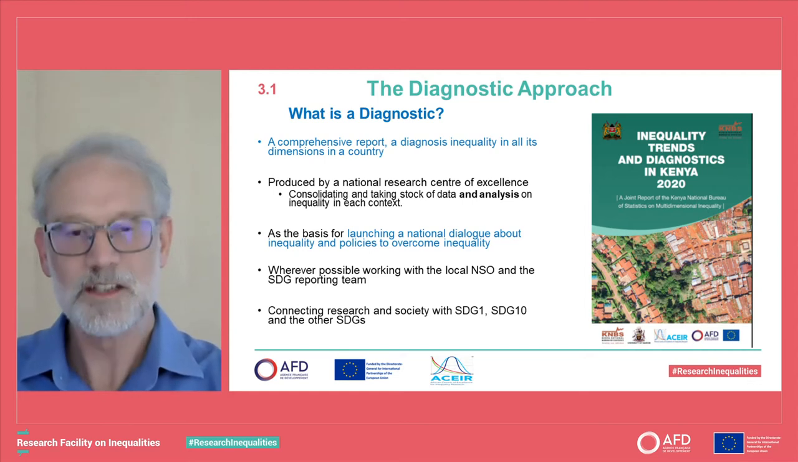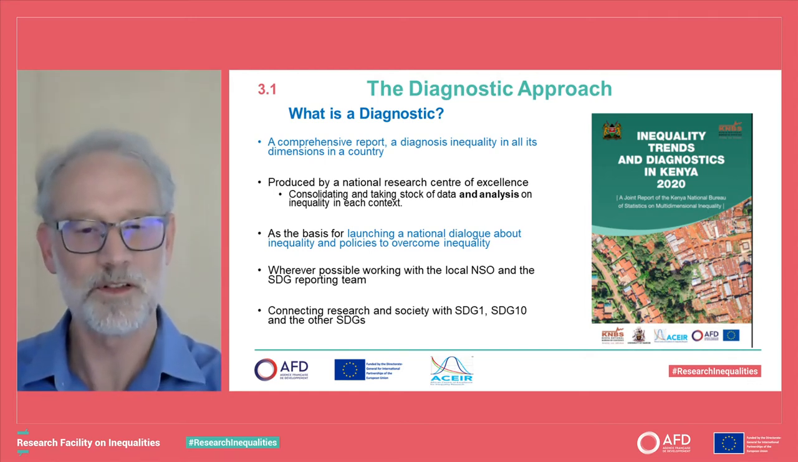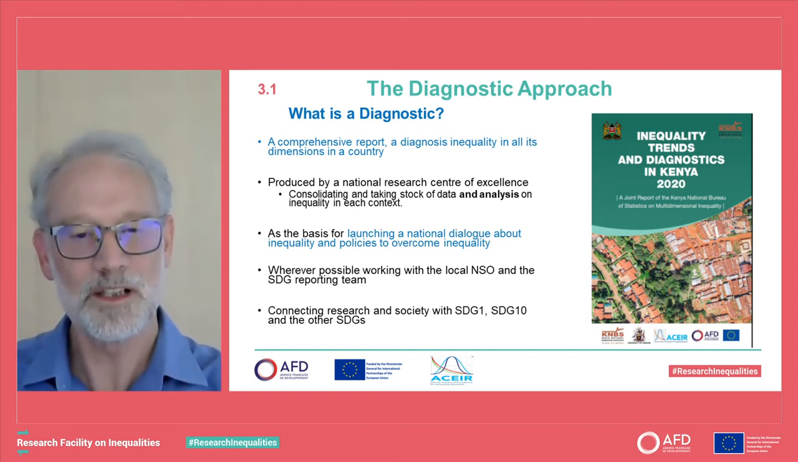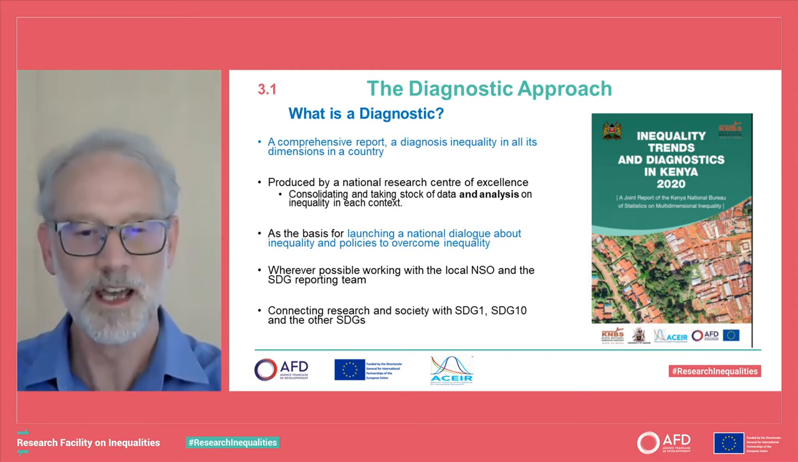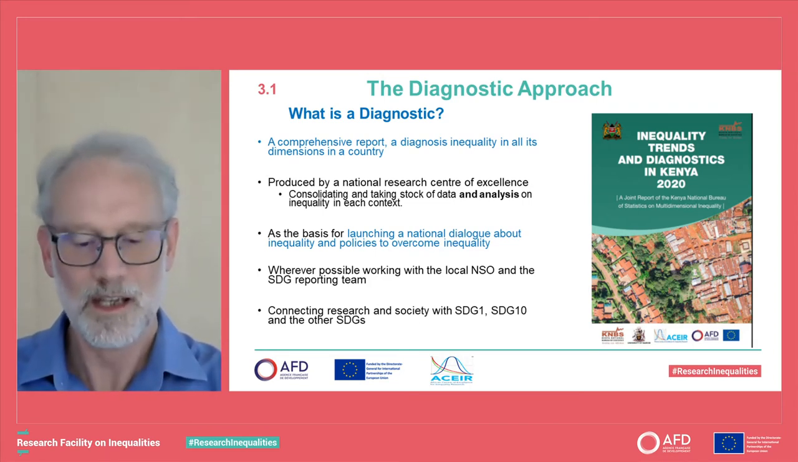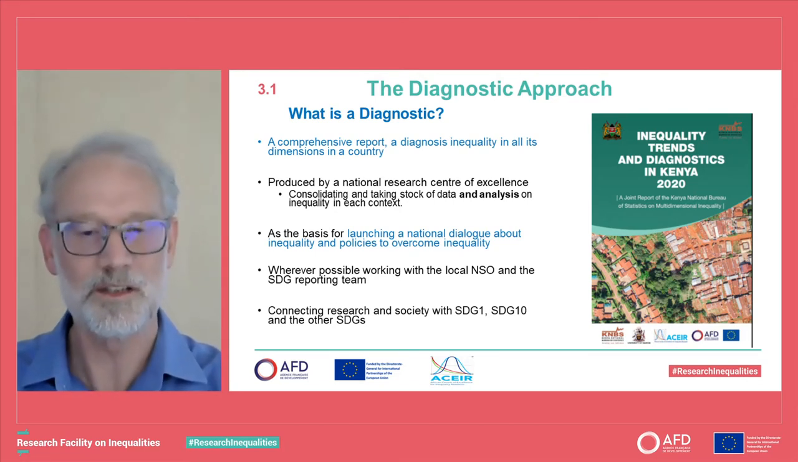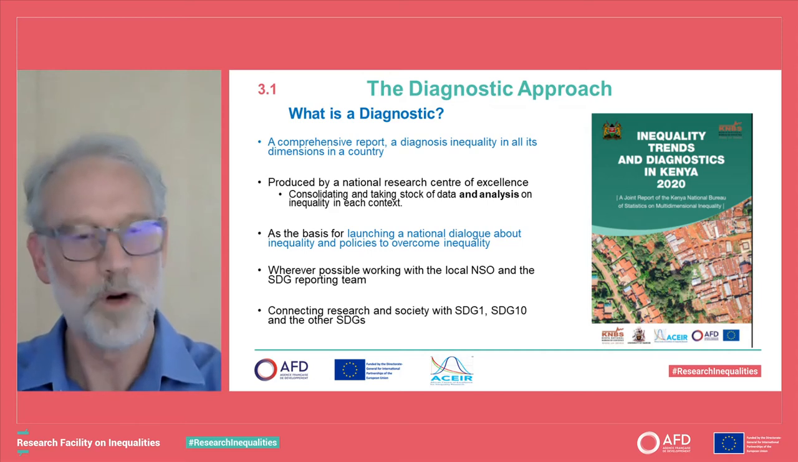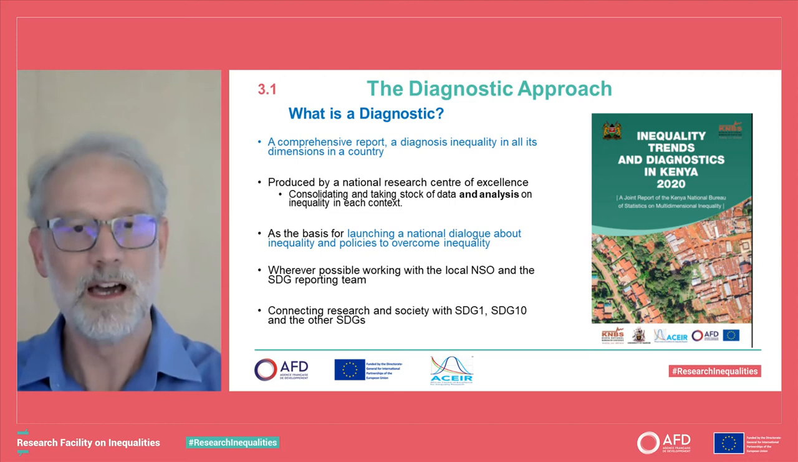We consolidate data that's around. That's why the links to the National Statistical Office is so important. We take stock. We diagnose the inequalities in each of our contexts with the best available data, the best available research, and we put it together in a diagnosis then. What does the inequality situation look like in South Africa, one of the world's highest inequality contexts, in Ghana, and in Kenya?